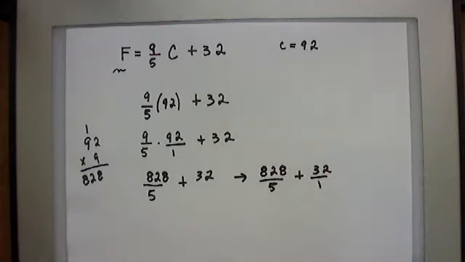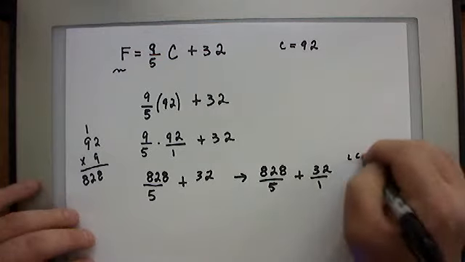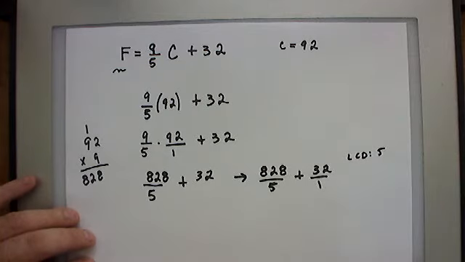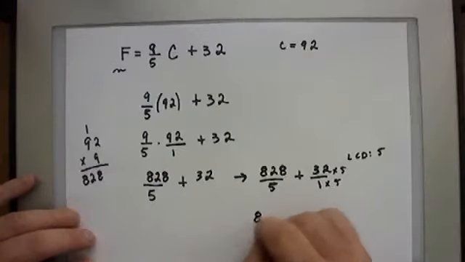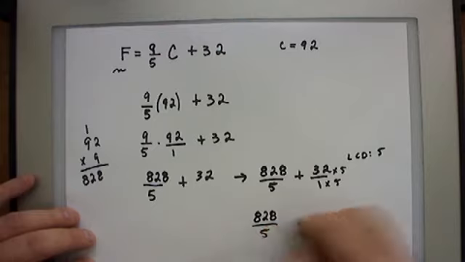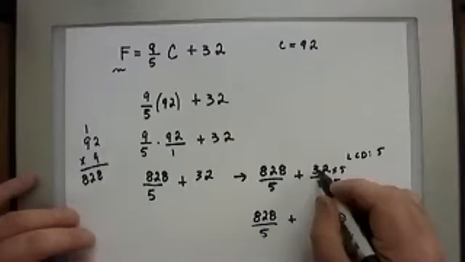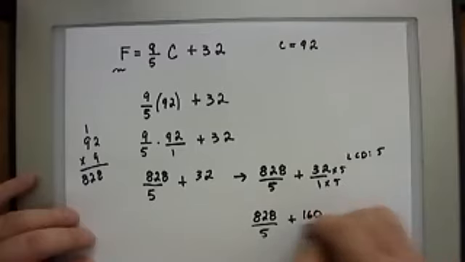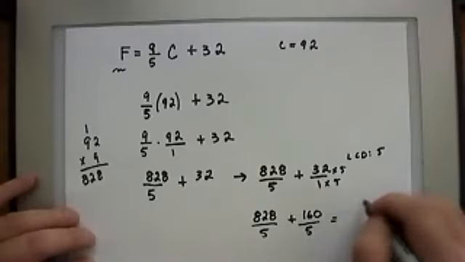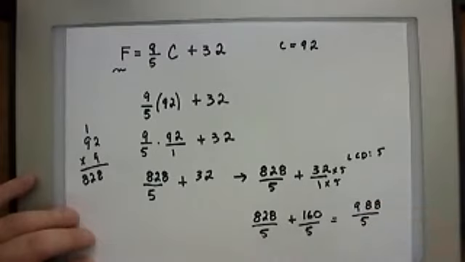So now, because we're adding fractions, we do need a common denominator. In fact, our least common denominator here would be 5. So what I'm going to do is adjust this, times 5 times 5. So what we have here is 828 over 5 plus 5 times 30, that's 150. 5 times 2 is 10, so that should be 160 over 5. Okay. We add those together. We get what? 988 over 5.